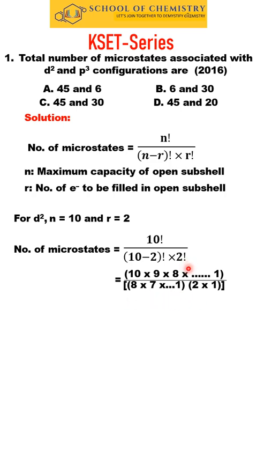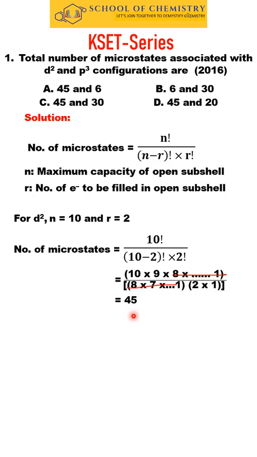Now if we go for simplification, remember it is not necessary to work out the whole 10 factorial and the whole 8 factorial, it would simply be a waste of time. Instead, the 8 factorial portion, 8 into 7 into up to 1, can be cancelled here and here. So now the equation simplifies to a very easy form. This is 10 into 9, which equals 90. 90 divided by 2 into 1, which is 2. So 90 by 2, the answer will be 45. So the number of microstates for the configuration d2 will be equal to 45.